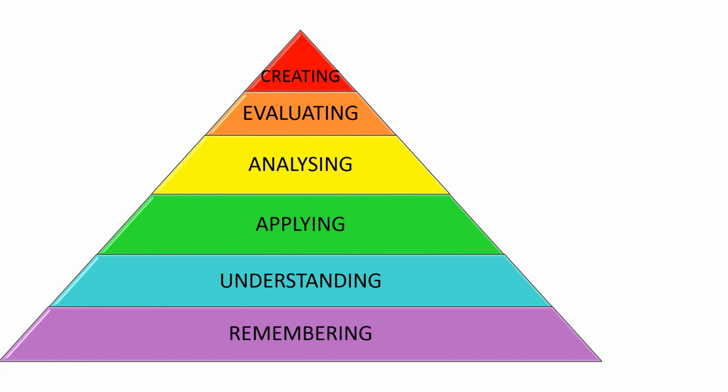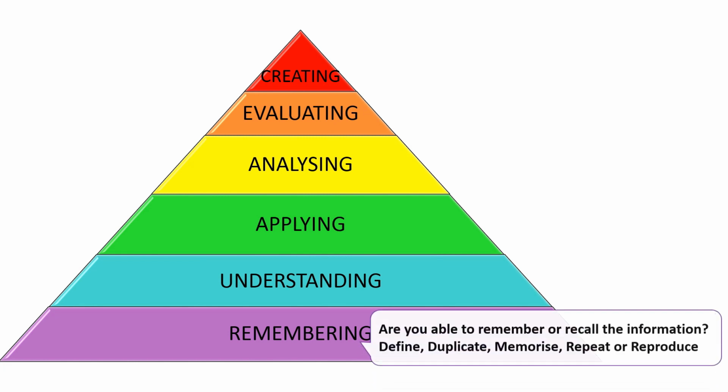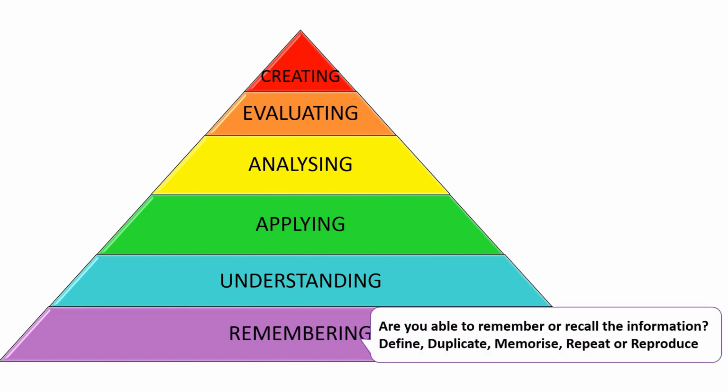So remembering would happen when you have gathered certain information. So the source of information could be from your classroom learning, it could be from internet, or it could be from your reference book. So once you have gathered certain information on a particular topic, remembering would mean whether you are able to repeat the thing, reproduce it, define it or duplicate it. So that is the very first step of learning.